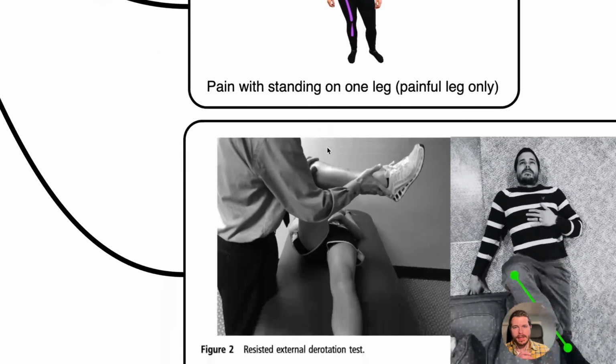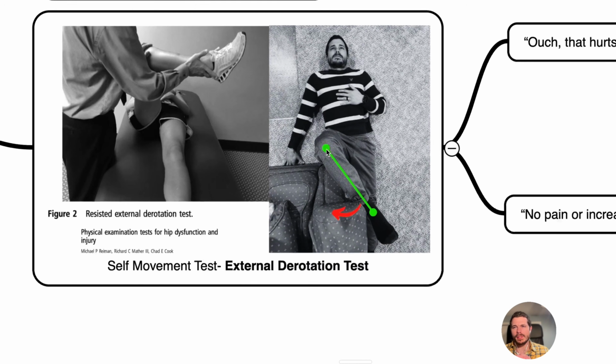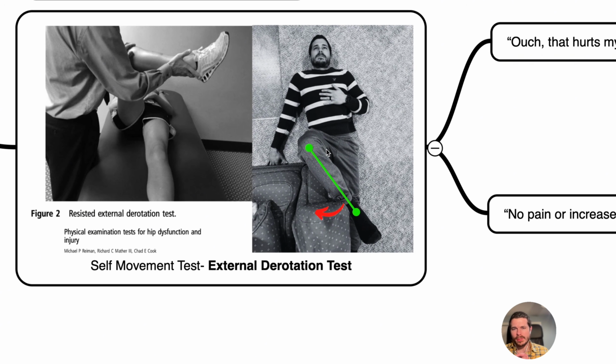All right. Now, this is really the differentiator. And I'll show you some others here, but let's go through this test. You're probably going to have to pause this video or go back to it and try it on your own, but come back to this. So this self-movement test is called the external derotation test. It's a really fancy way of saying you're going to put yourself into a rotated position. You're going to try to push out of it.